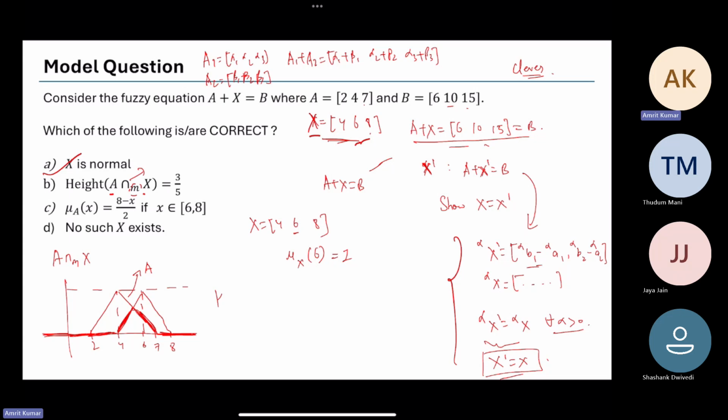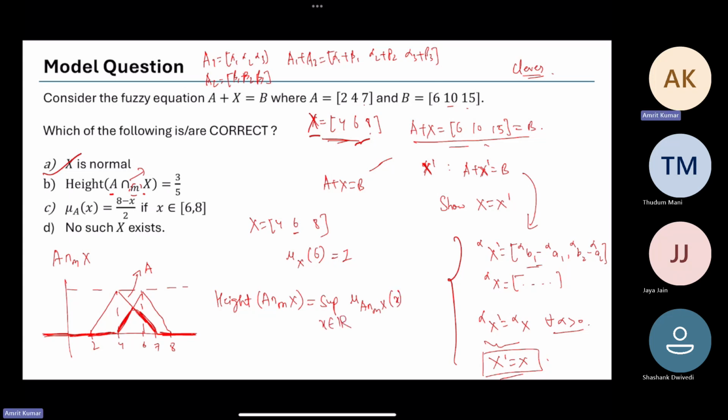And height of A is nothing but, that's the definition of height, right? It is the supremum of the membership function.